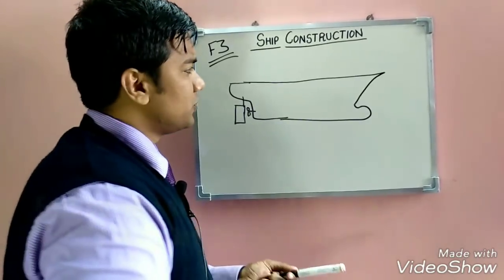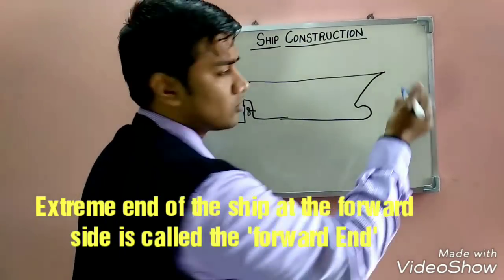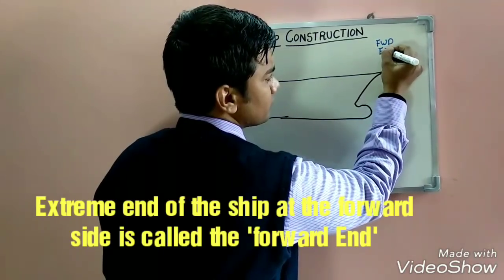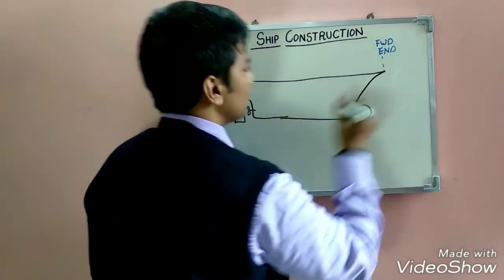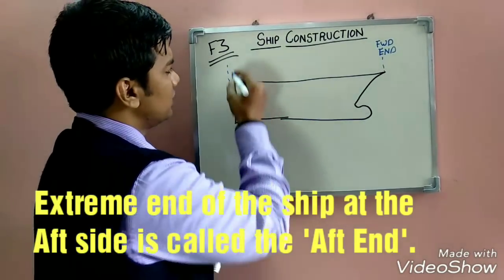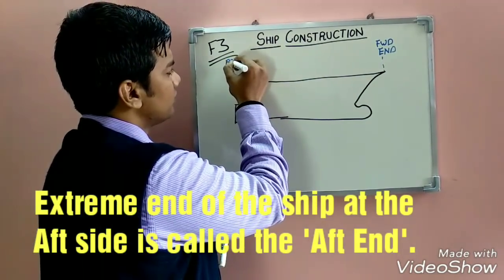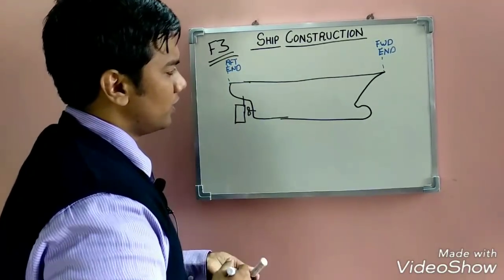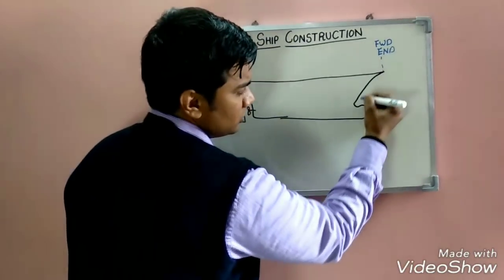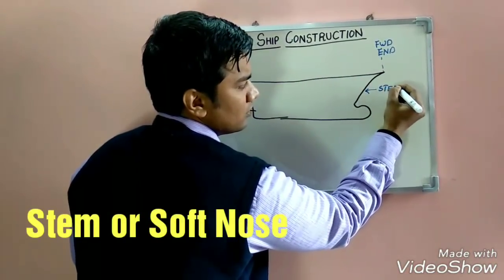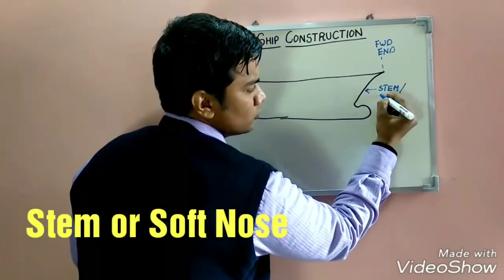Now, the extreme end of the ship in the forward direction is called the forward end. The extreme end of the ship in the aft is called the aft end. Okay. Now this structure is called the stem, or soft nose.